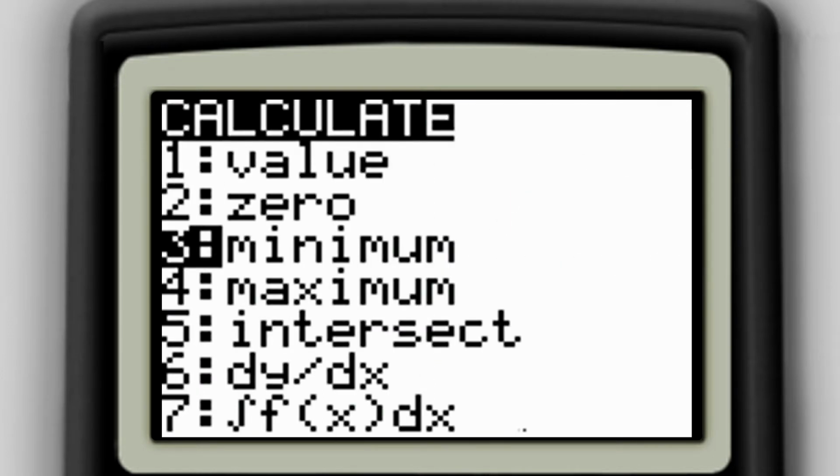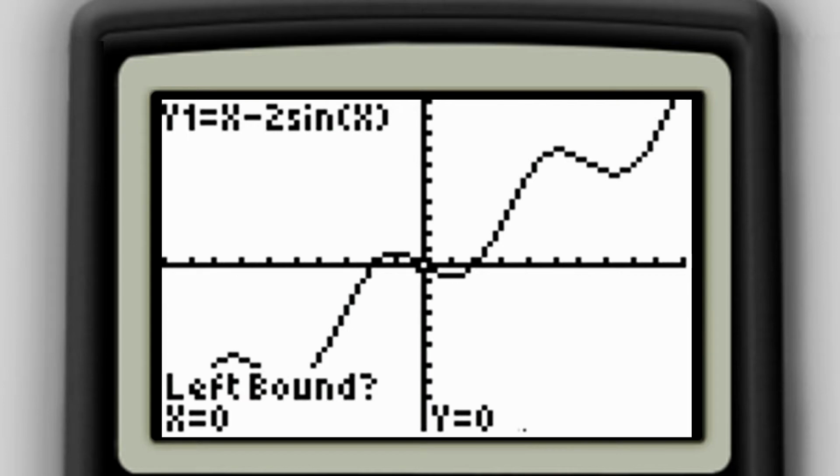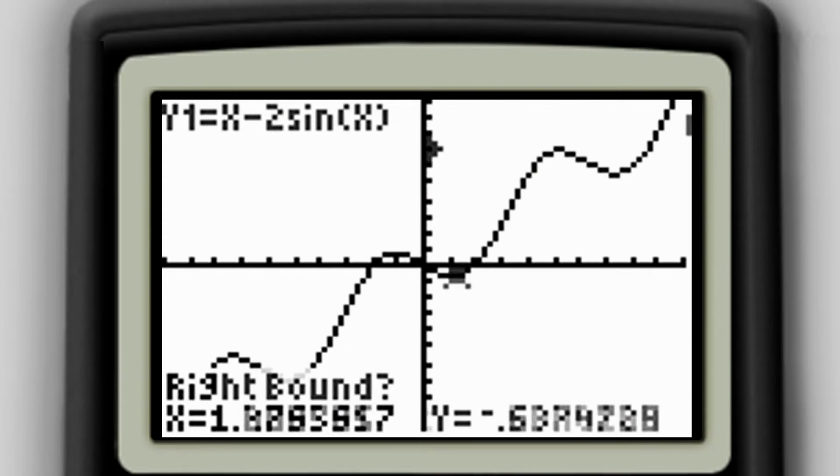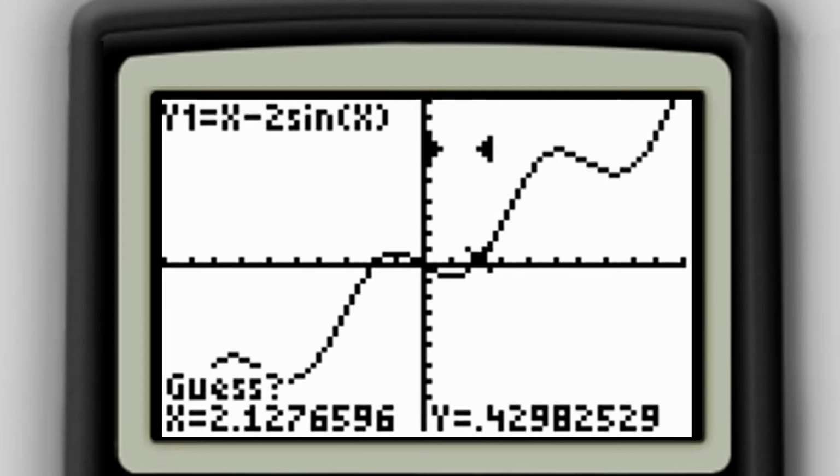Now my graph will appear and it's asking me for a left bound. So I'm going to use my arrow keys and enter a value a little bit to the left of where I think my minimum is and hit enter. Then it's asking for a right bound. So I'm going to again move that cursor over till I hit a right bound. Now it's going to ask for a guess. So I'm going to move it a little closer to where I think the minimum is and hit enter.